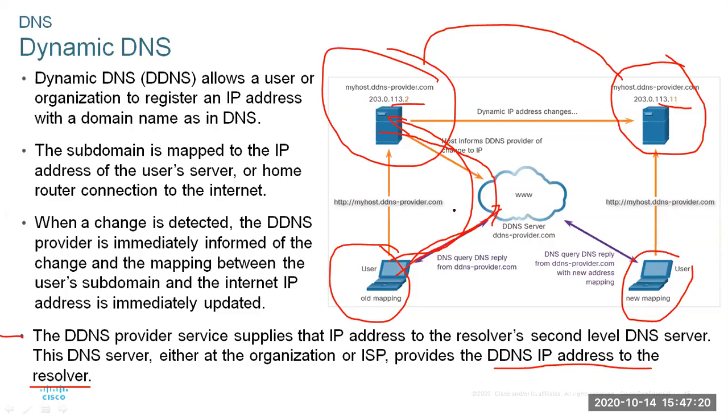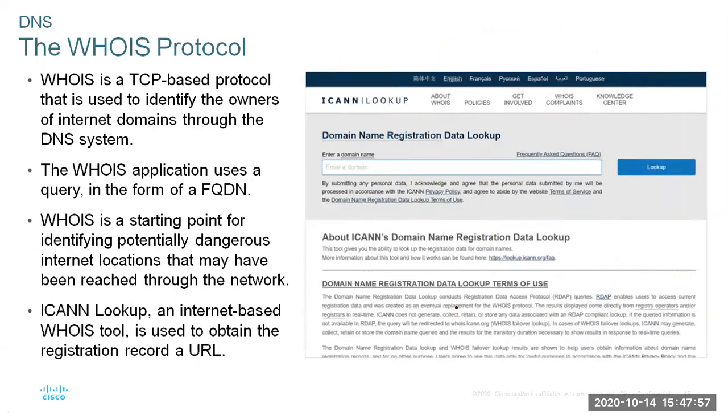Now the point is, if there is a change, how does it happen? It says host informs DDNS provider of changes to IP. If there is a change, then the DDNS provider immediately sends the changes to this particular server so that users will now take note of the new mapping. This is like the old mapping. This is like the new mapping. All right, so that you don't need to now be going through the wrong route.